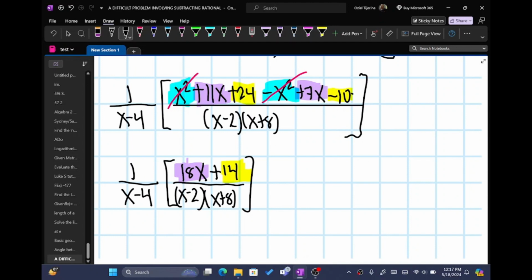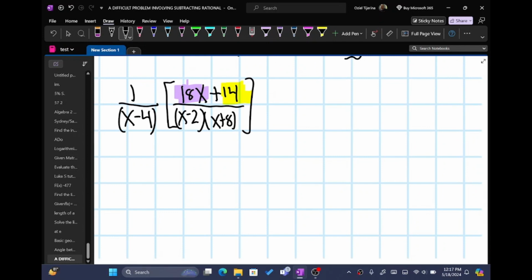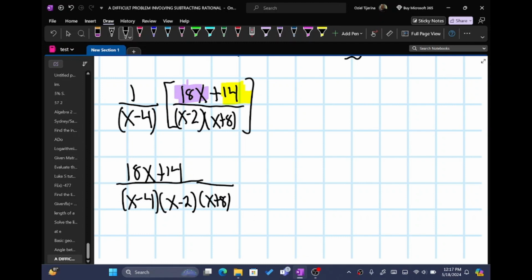One thing I want to say about this one, guys, is that nothing's going to cancel out here anymore. So really, if I'm going to multiply this to this, the denominators are going to multiply to the denominator over here. So it's going to go 18x plus 14 over the quantity x minus 4 times x minus 2 times x plus 8. Do not expand this out, guys. It's okay to leave it this way.